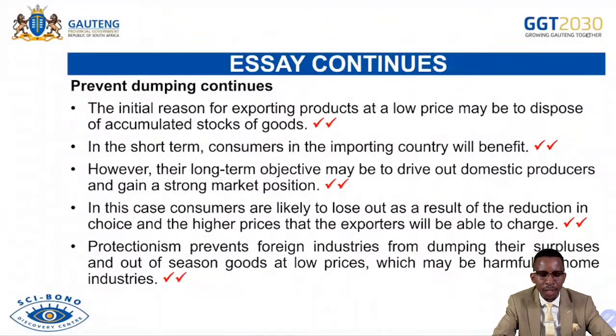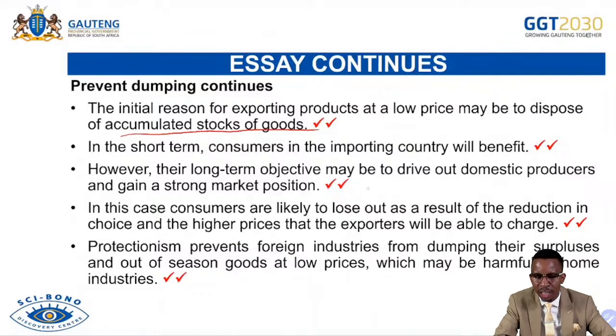Preventing dumping continues. The initial reason for exporting products at the lower price may be to dispose of accumulated stocks of goods. So if there's more stock of goods in the country, we sell that stock at the lowest possible cost abroad, which is a part of dumping. In the short term, consumers in the importing country will benefit because they will be having a variety of these goods at the lower cost, improving their standard of living and welfare.